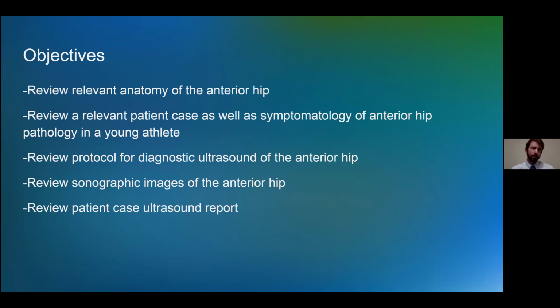So for our objectives, we're going to review the relevant anatomy of the anterior hip. We're going to review a relevant patient case that we were able to see this year, as well as some of the symptomatology of anterior hip pathology in our young athletes. We're going to review an ultrasound protocol for a diagnostic ultrasound of the anterior hip. We're going to review some of the sonographic images that we were able to collect. And then we're going to review, in summary, the entire case ultrasound report at the end of our presentation here.